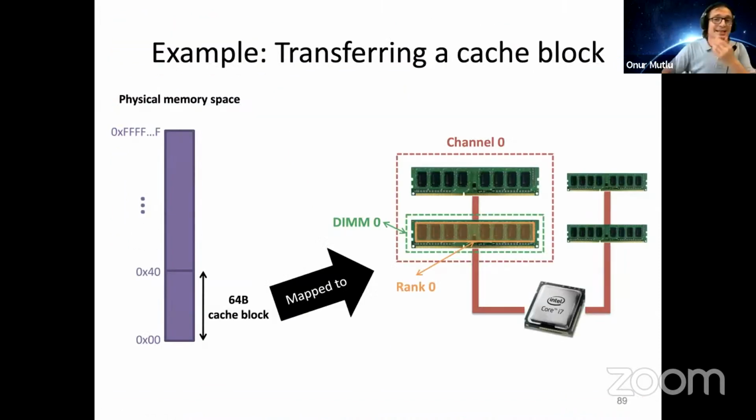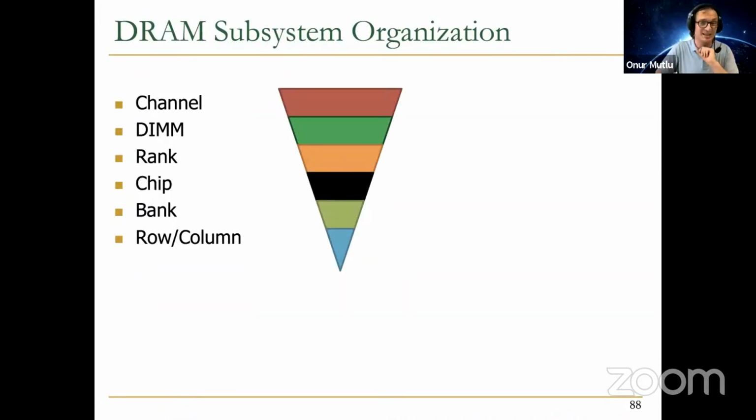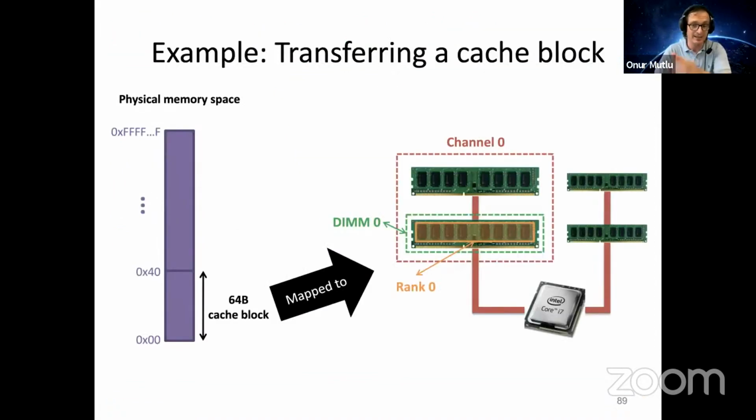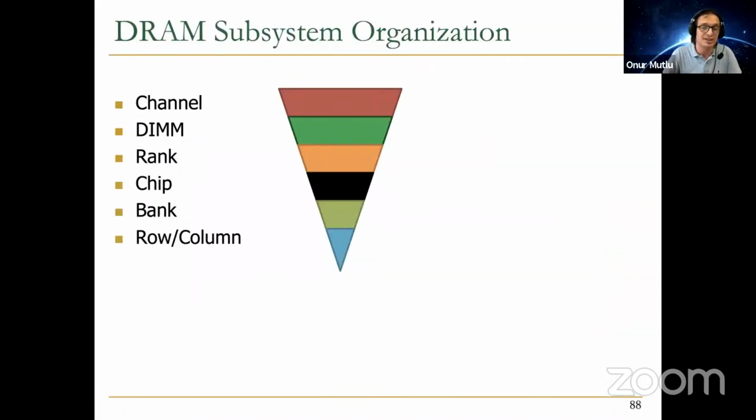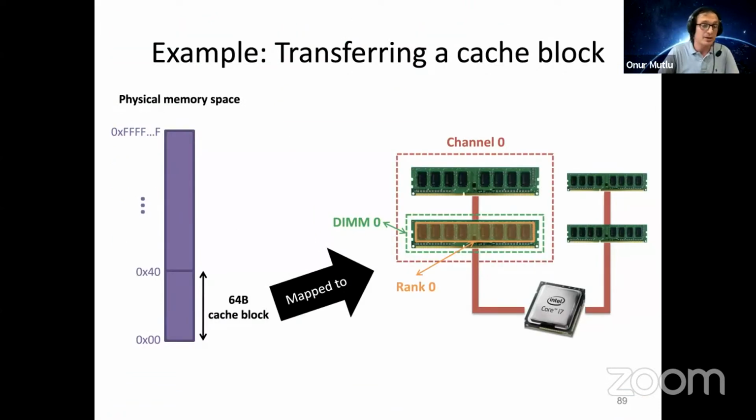Okay, so let's take a look at how you transfer a cache block. We're going to talk about caches very soon in the next lecture. I'm going to introduce the idea of memory hierarchy toward the end of this lecture. But let's take a look at how we read the cache block from a top-down perspective in this picture that I've shown you, just so that you understand what's going on and what will go on. So basically, physical memory space looks like this. It's huge, as you can see. And a 64-byte cache block gets mapped to some physical memory address. And this gets mapped to a channel and a rank and a DIMM, basically.